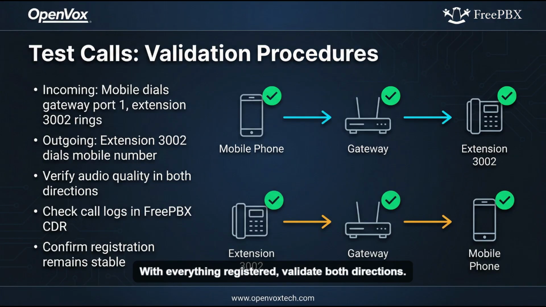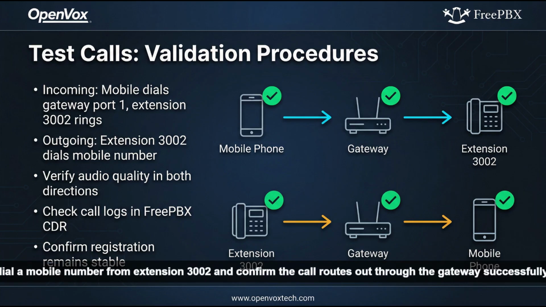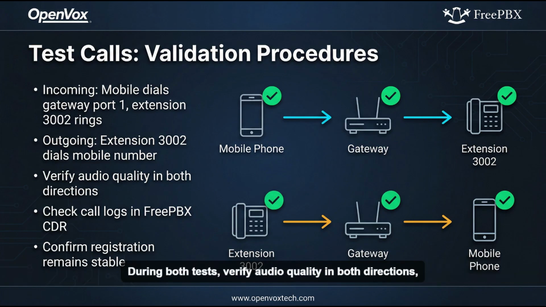With everything registered, validate both directions. For an inbound test, call the SIM number associated with gateway port 1 from a mobile phone and confirm extension 3002 rings and answers. For an outbound test, dial a mobile number from extension 3002 and confirm the call routes out through the gateway successfully.